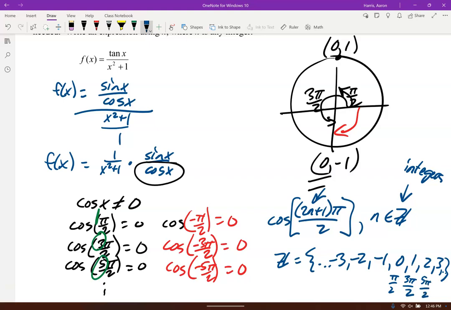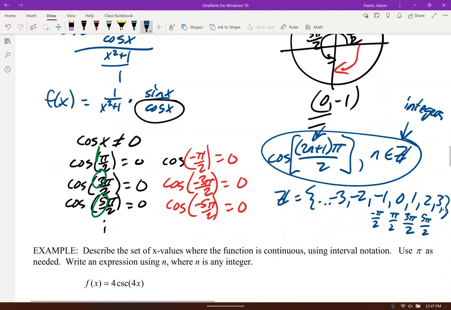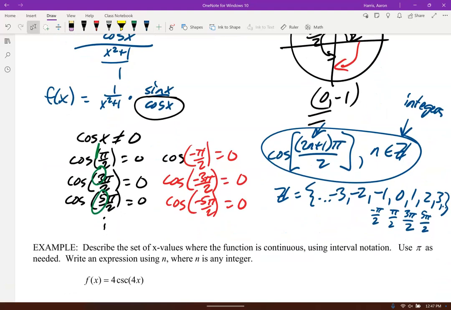Now let's go with -1. If I plug -1 in for n, I get 2 times -1, -2 minus 1, -1 pi halves. If I plug -2 in, -3 pi halves, and so on. See how this one will knock them all out for me? This is the best way to say it as far as with the integers there. So that's where it's not continuous, right?